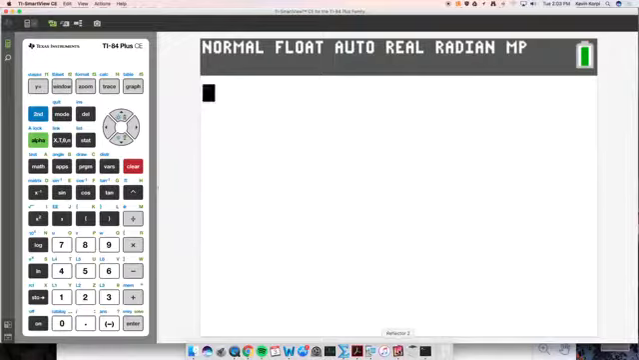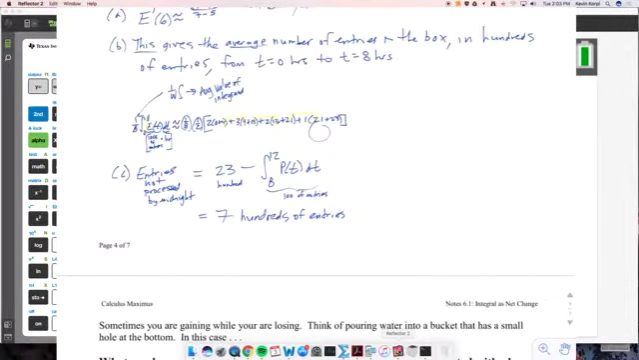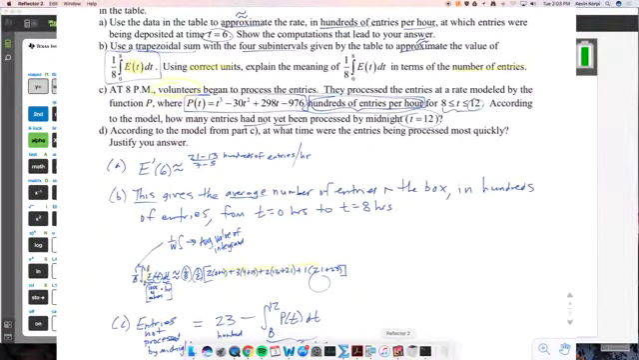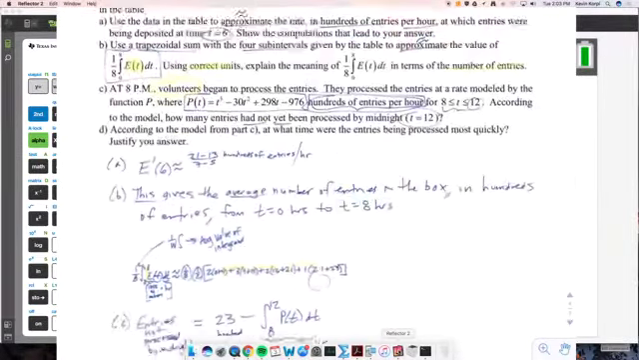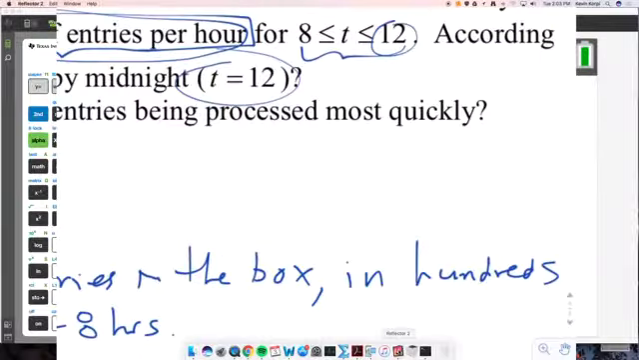All right, so that takes care of, do we have to do anything else on Part C? Let's make sure. Nope, that was it. Now the last part, Part D. It's always the part where they make you go, according to the model from Part C, at what time were the entries being processed most quickly? When were the entries being processed most quickly? Is that optimization? Is that a superlative case?